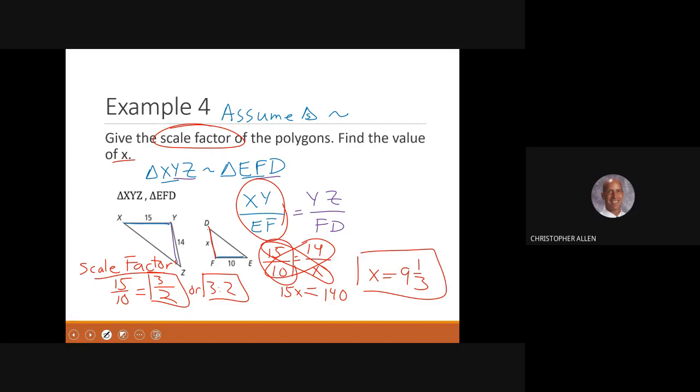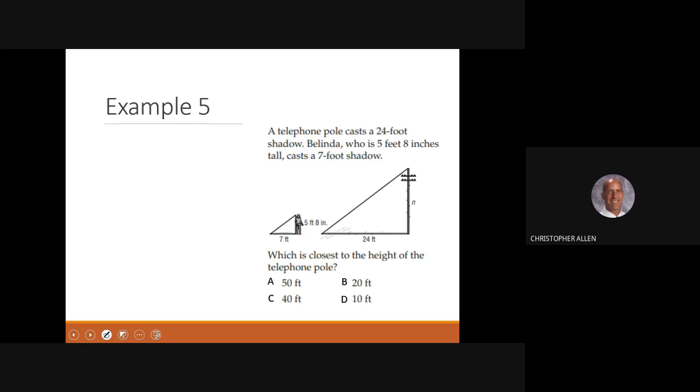Comments or questions on that example? Okay, we're almost done. Oh, actually, you know what? I have another poll question for you. This is a little bit trickier, so we'll see how you do on this. Please answer the poll question.